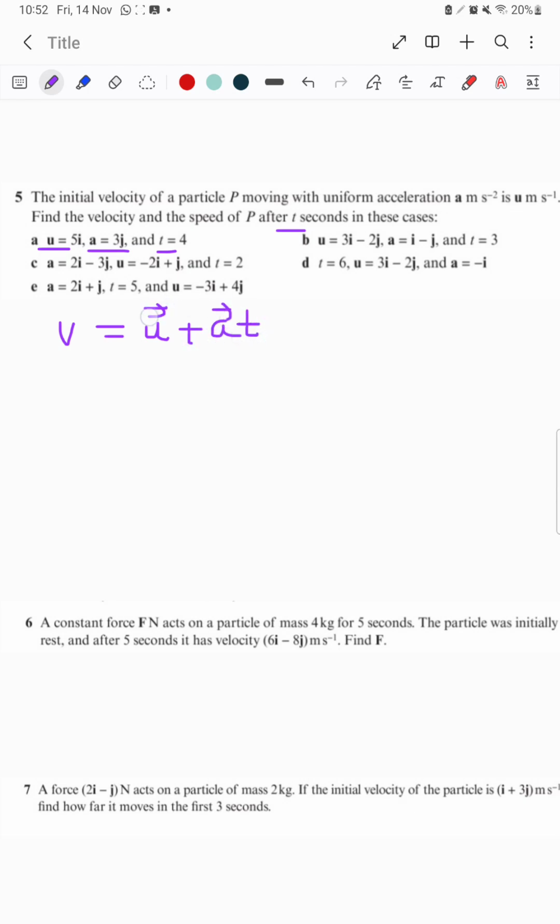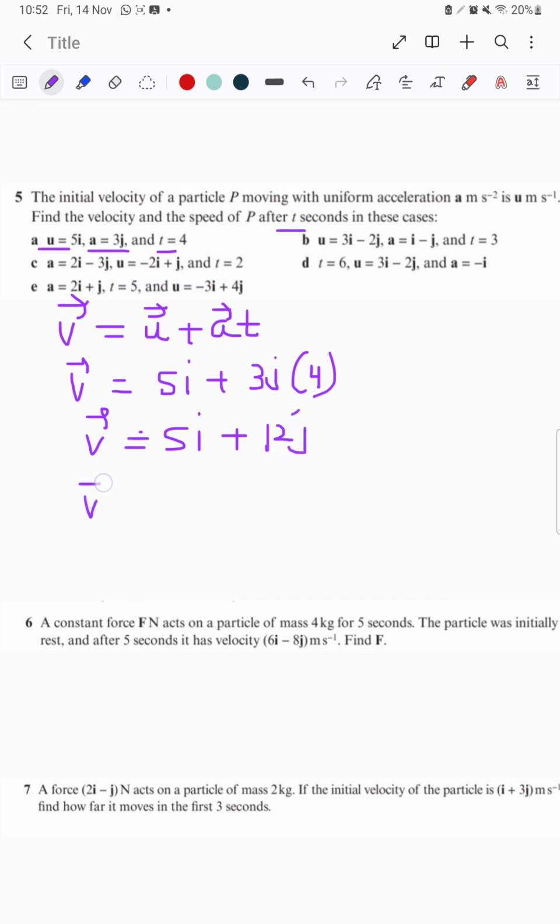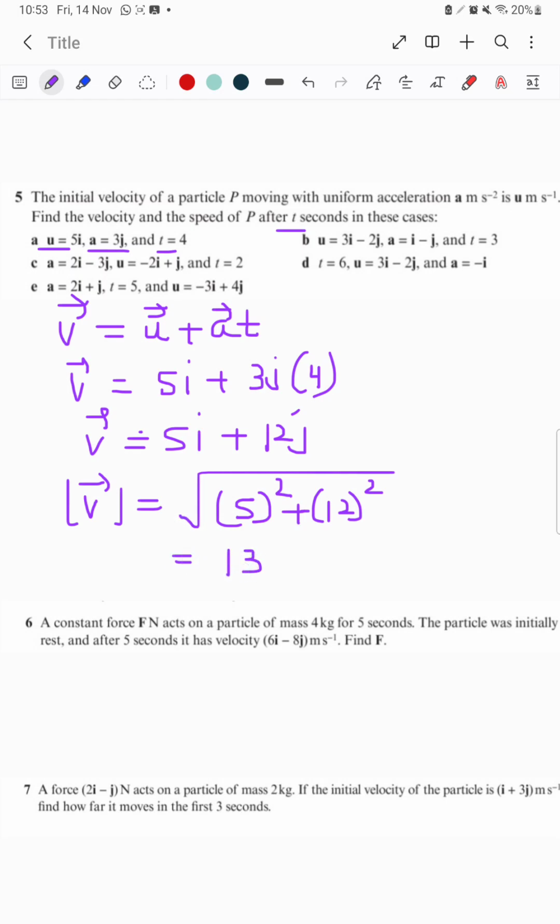We can apply these equations for the velocity in vector form. So v is equal to u, which is 5i, plus the acceleration 3j times 4. So velocity is equal to 5i plus 12j. And if you need to find the speed, that is the magnitude of the velocity, so that is the square root of 5 squared plus 12 squared, and that is equal to 13 meters per second. That is the speed, and this is the velocity vector. Hence we have covered the questions up to this.